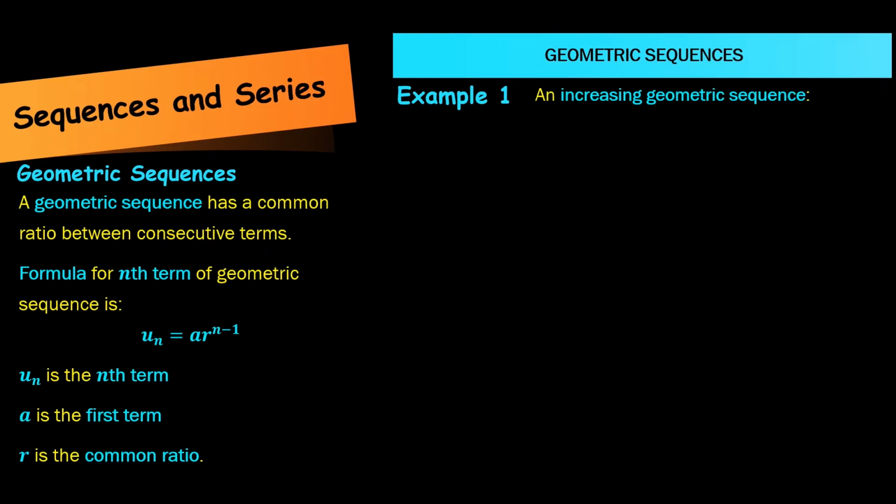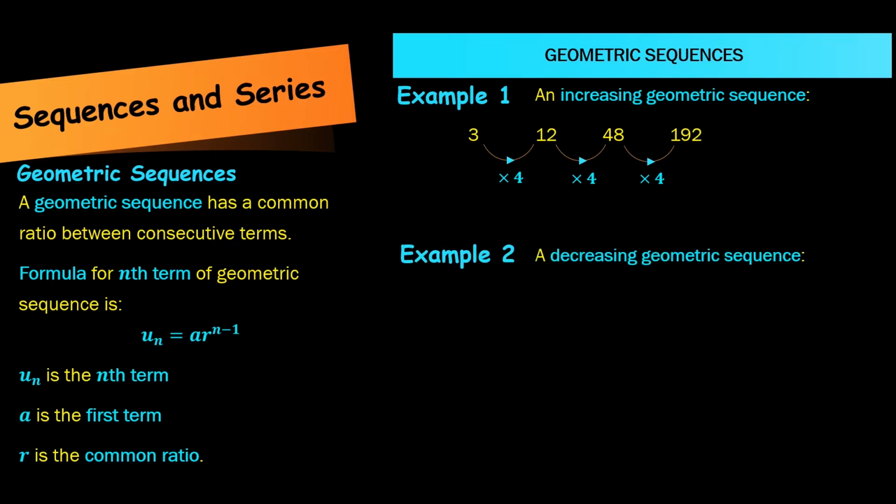An example of an increasing geometric sequence is 3, 12, 48, 192, and so on. This is a geometric sequence because each consecutive term is multiplied by the same number each time. So, 3 times 4 is 12, 12 times 4 is 48, and 48 times 4 is 192.